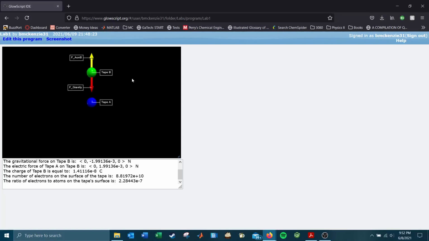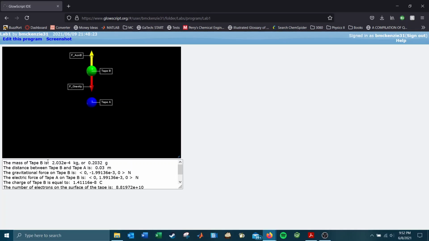I'm going to start with the visual for the output of my code. We have the tape on the bottom that I held, the tape attached to the two surfaces. The yellow arrow is the electrical force of A on B, and the red arrow is the force of gravity on B.